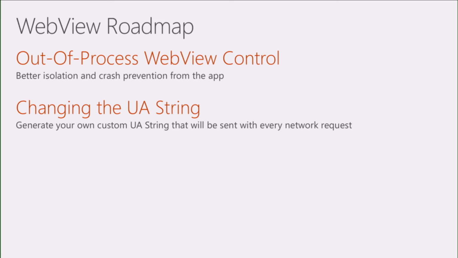And then one API that we've added, or we're going to add with our next release, through a lot of developer feedback, is the ability to change the UA string. And what that will allow developers is to set their own custom UA string that the WebView will send with every request out to a server.